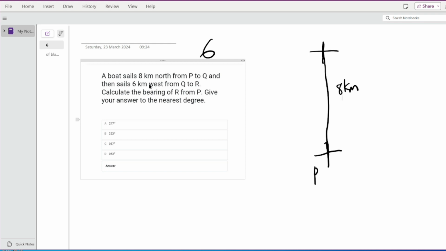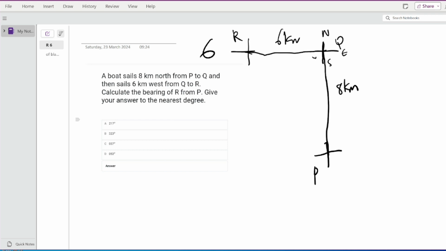Then it sails west from Q to R. This is point Q. At point Q, this is the north, this is the east, this is south, and this is west. It says it goes 6 kilometers west from Q to R. That's 6 kilometers, which should be shorter than this 8 when you're drawing with bearing. So you do 6 kilometers to a point R.